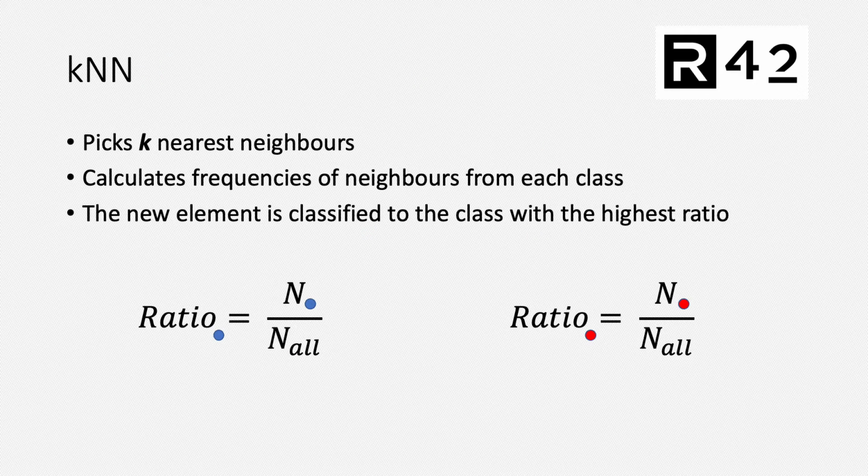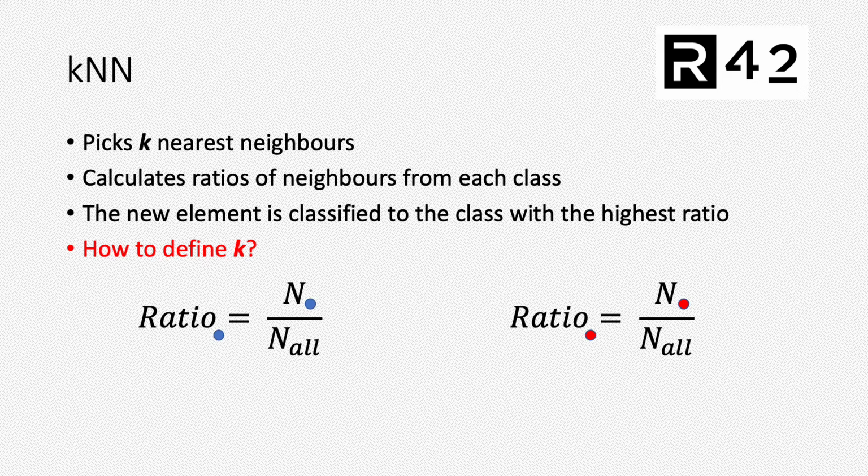kNNs, k-nearest neighbours, can answer this question. First, it picks out the k nearest neighbours and calculates ratios of the neighbours from each class. Then the new element is classified to the class with the highest ratio. So simply, the most often occurring class is picked for that new element.